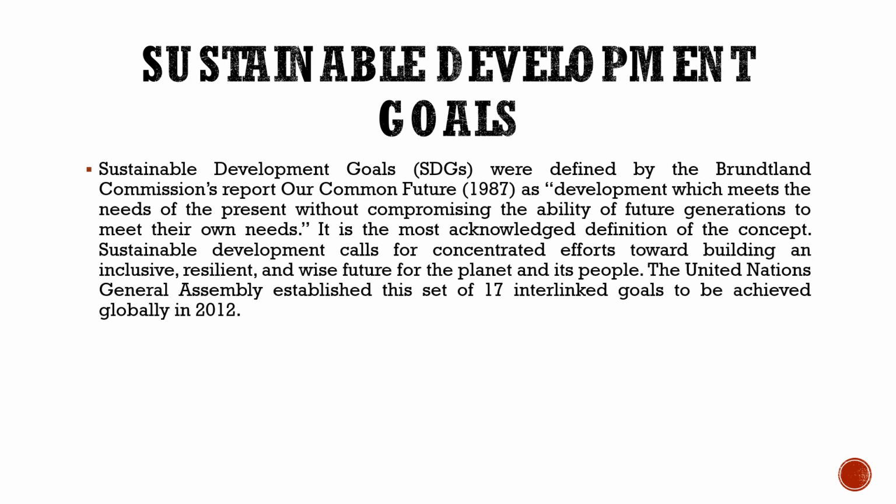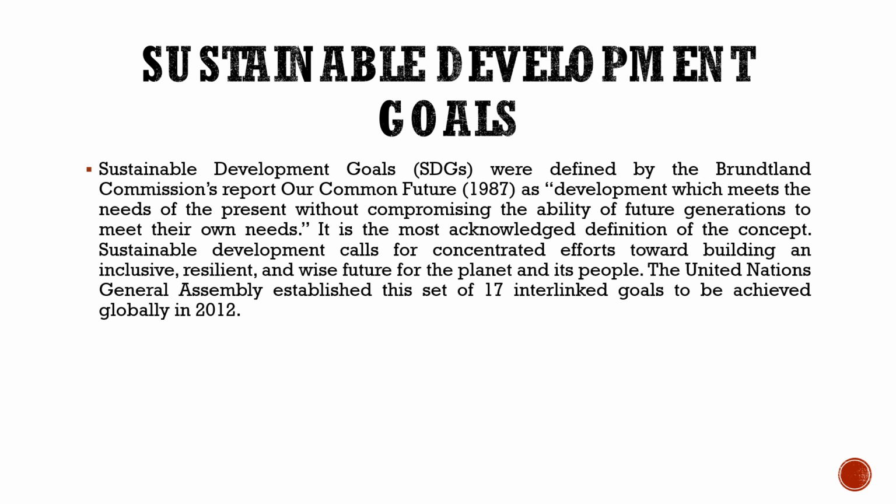Sustainable development was defined by the Brundtland Commission's report, Our Common Future, as the development which meets the needs of the present without compromising the ability of future generations to meet their own needs. It is the most acknowledged definition of the concept. When we talk about sustainable development, we talk about developing our present but not at the cost of future generations. We should not compromise the ability of future generations to meet their needs for making our future better.